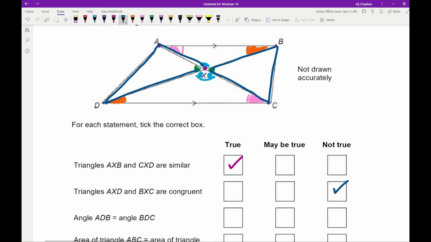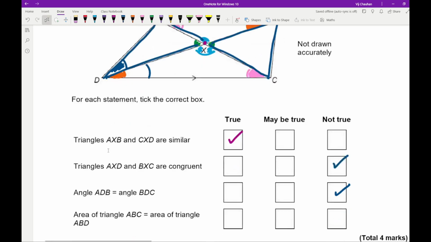It then says that angle ADB is equal to angle BDC. So angle ADB, which is this angle here, is equal to angle BDC, which is this angle here, which again is not going to be true at all.